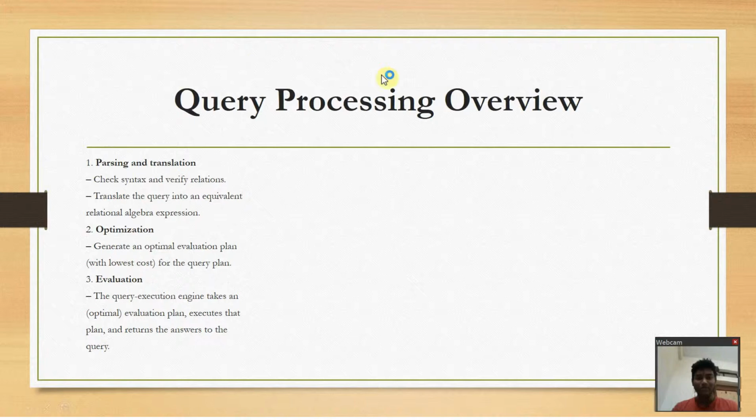So first, what happens in normal query processing? The same query process goes on in any database, be it a normal one, a centralized database, or a distributed one. First is parsing and translation, where everything is verified. Second, we optimize it using an optimized evaluation plan. Whichever is the lowest cost query plan, we optimize accordingly, and then we pass it to the query execution engine, and that's how the end user gets his or her answer.